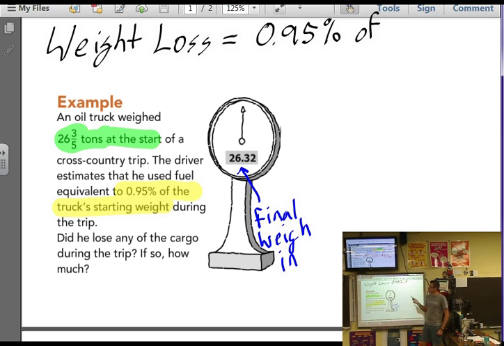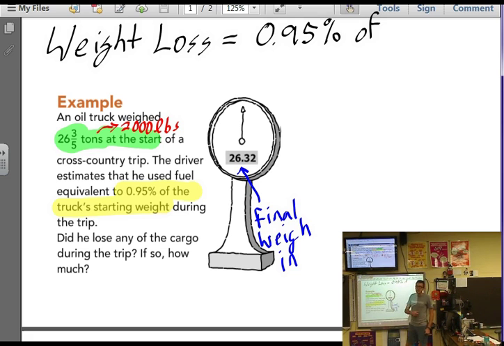This oil truck weighs 26 3/5 tons at the start of the cross-country trip. Just by the way, a ton is 2,000 pounds, in case you care to know that. We're not going to use that knowledge in this problem, but it's good to know that is 2,000 pounds. So that's our original 100% of the weight of the truck. The driver estimates that he used fuel equivalent to 0.95% of the truck's starting weight during the trip.